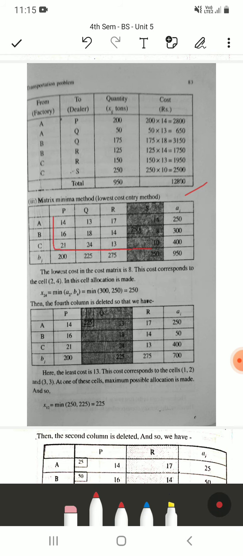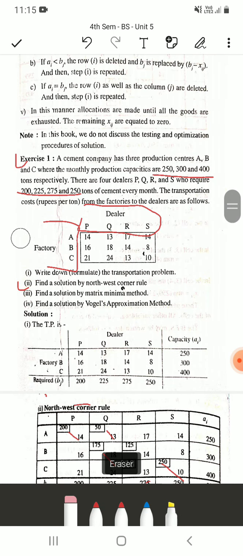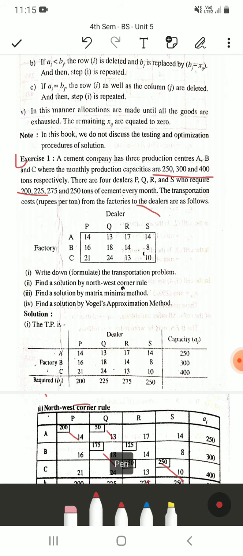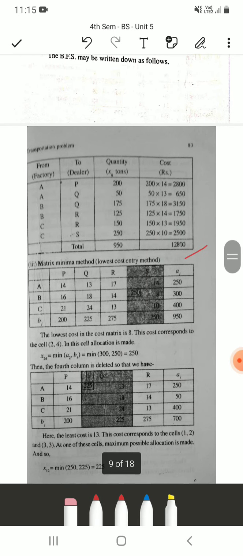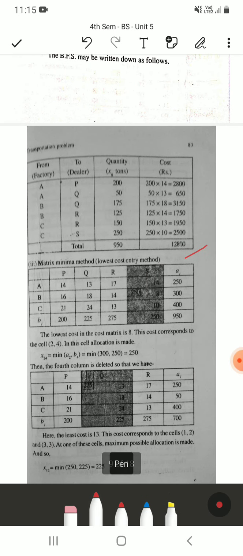So among these values, the lowest value is 8. So this is our formulated transportation problem. In this you have to find whichever is the lowest value. So here the lowest value is 8. For that cell you have to make the allocation. So make a box, and the lowest value between 250 and 350 is 250. Therefore you make the allocation as 250.